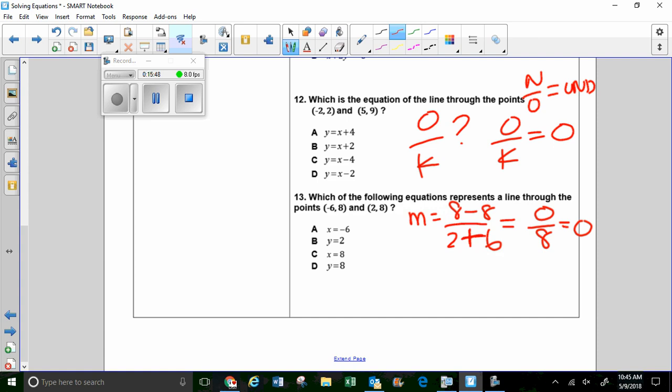So my slope is going to be 0, and what acronym do I have for that? I've got HOI, right? So it's a horizontal line, and it's going to be y equals is the equation, and the slope cancels out the x. And look at your points. What does y equal? What's your y value in both of those? It's 8. So there you have it. Y equals 8.